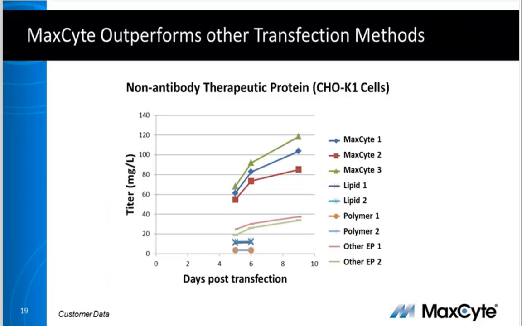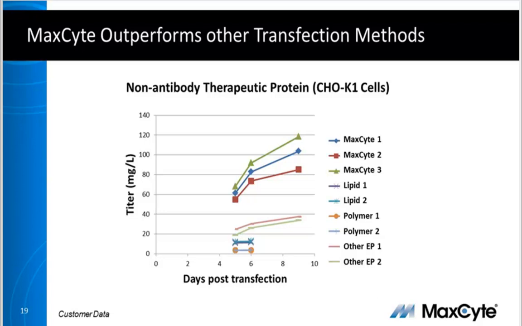The customer study summarized here in this slide represents transfection of CHO-K1 cells with a non-antibody therapeutic protein using 4 different transient transfection methods, specifically Maxcyte Electroporation, a lipid-based reagent, a polymer-based method, and an alternative electroporation system. 3 independent transfections were performed using Maxcyte Electroporation and compared to 2 transfections using each of the other 3 methods. Conditioned media samples were taken on days 5, 6, and 9 post-transfection for titer determination.